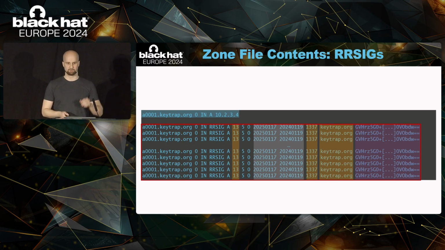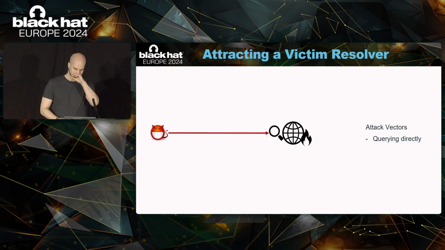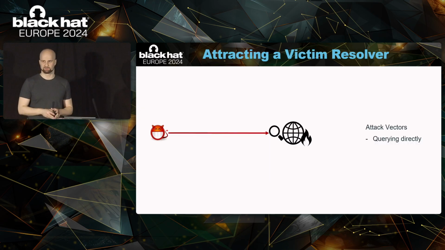So there's not just one IPv4 address record, but multiple of them, so that we can then go on and query multiple records. Okay, we've set up our zone file.